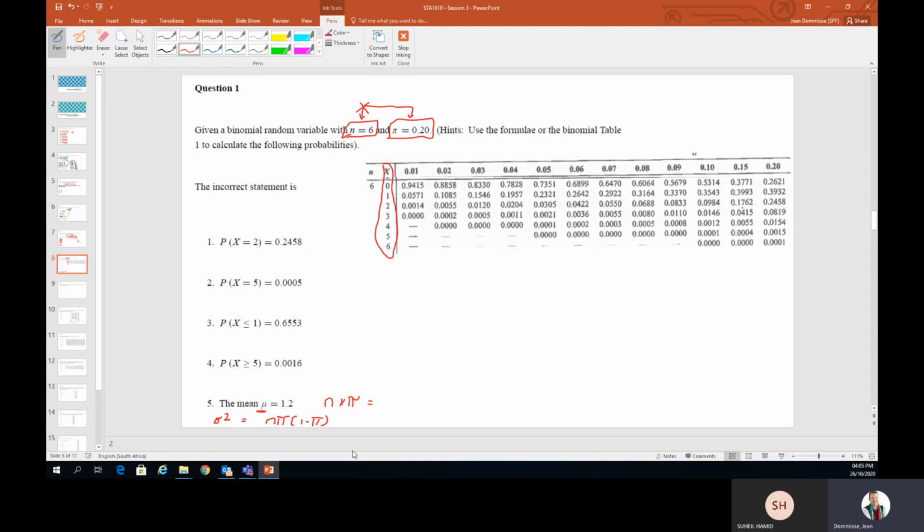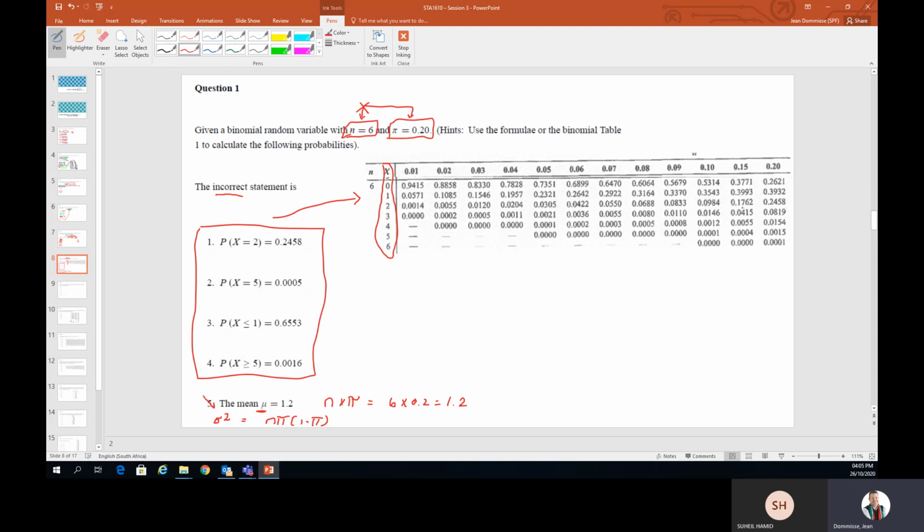For options 1 to 4, we are going to use the table, and that one we can just calculate normally. So let's do that one first. They ask which one is incorrect. n is 6, pi is 0.2, so the mean will be 1.2.